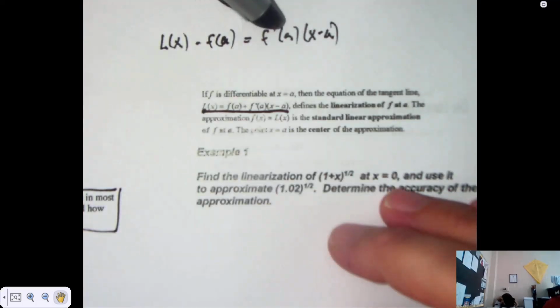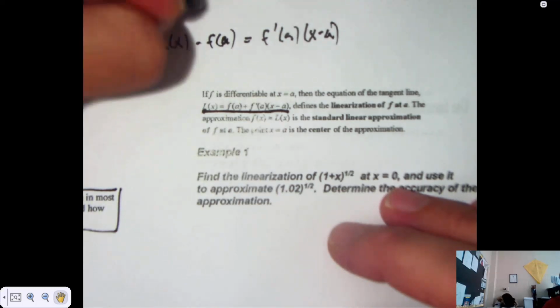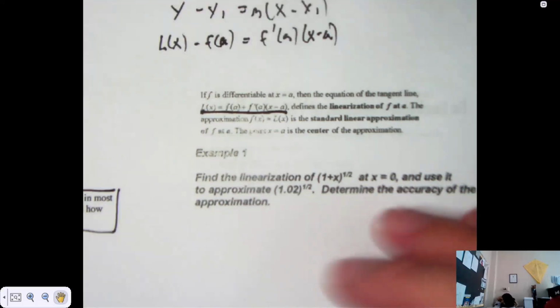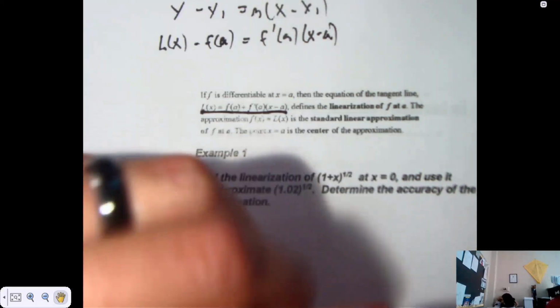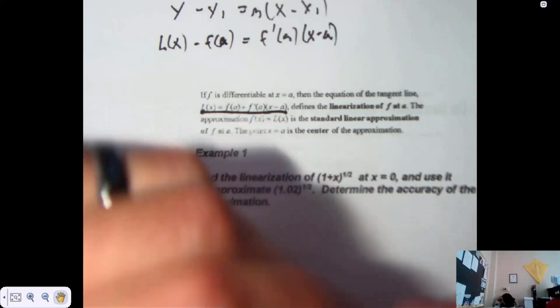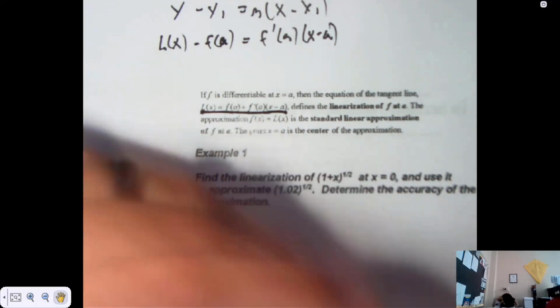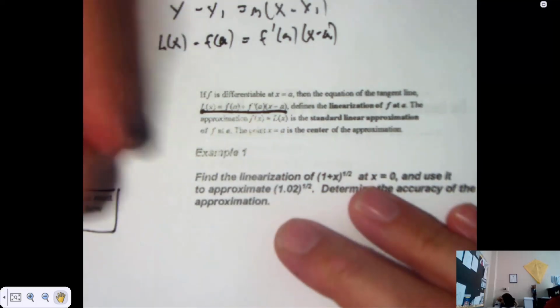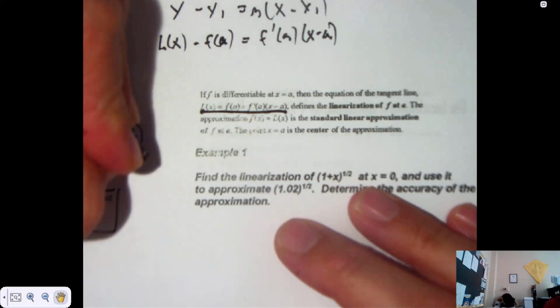F prime means what? Slope. Then we have x minus another x value. This is y minus y1 equals m times x minus x1. It's point slope form. That's all it is. So don't be intimidated by it. It's just point slope form with different lettering. That's all it is. So the L of x, that means linearization.